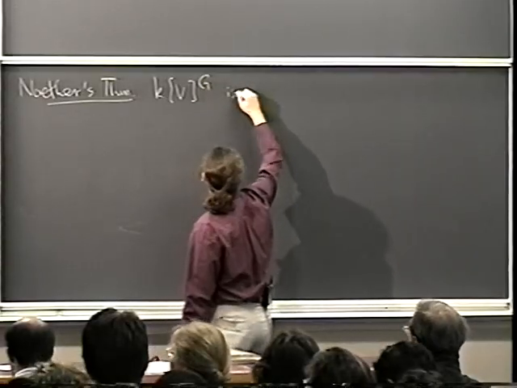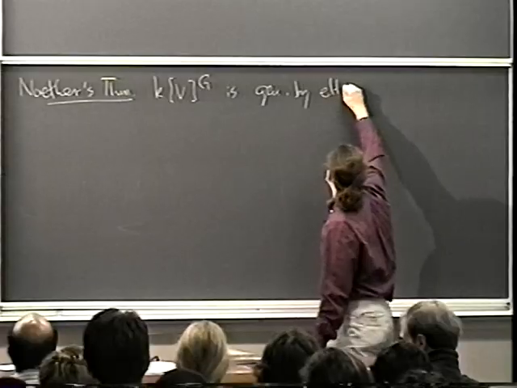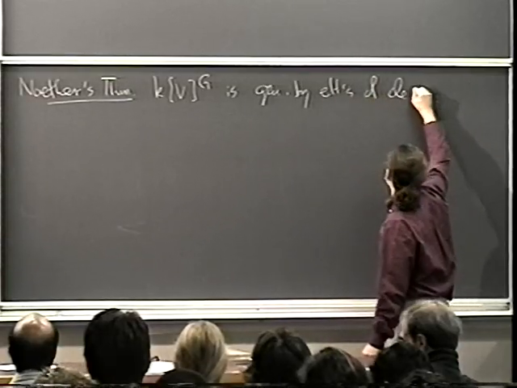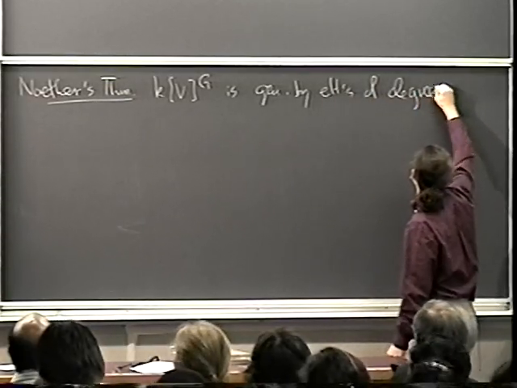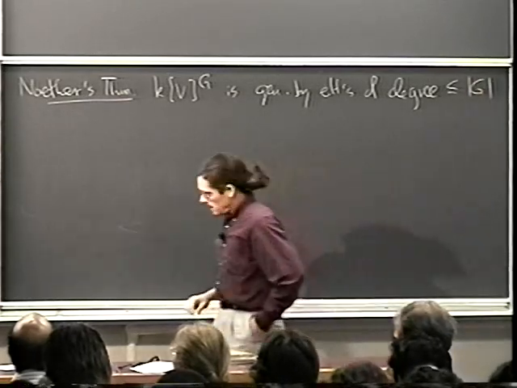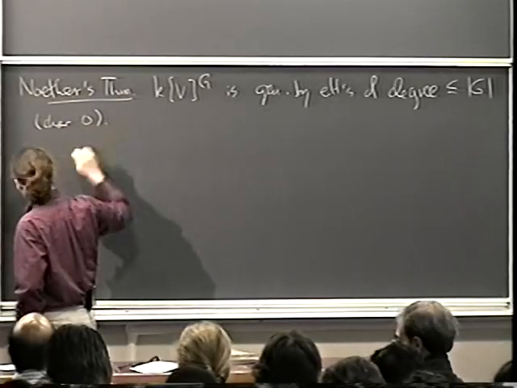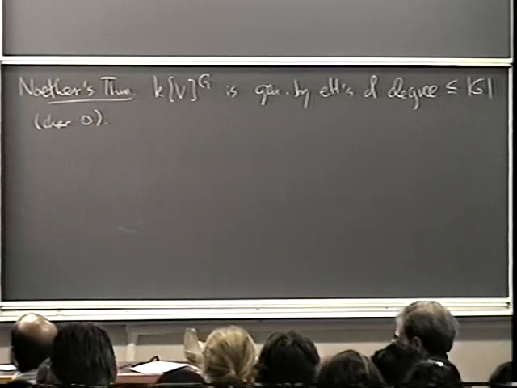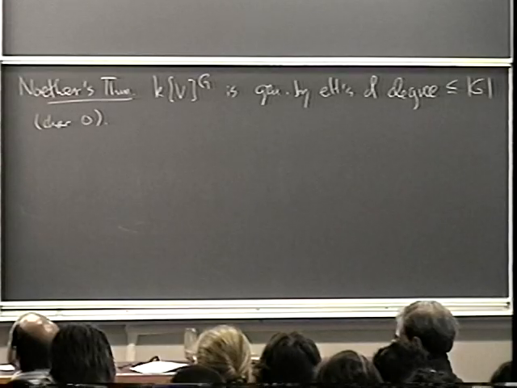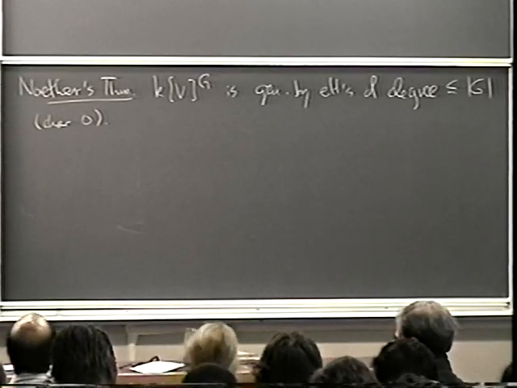K[V]^G is generated by elements of degree less than or equal to the order of the group. Okay. Now, the classical proof is in characteristic 0. But the theorem is true in any characteristic as long as you have this hypothesis. And I'd like to discuss a more modern proof just briefly.